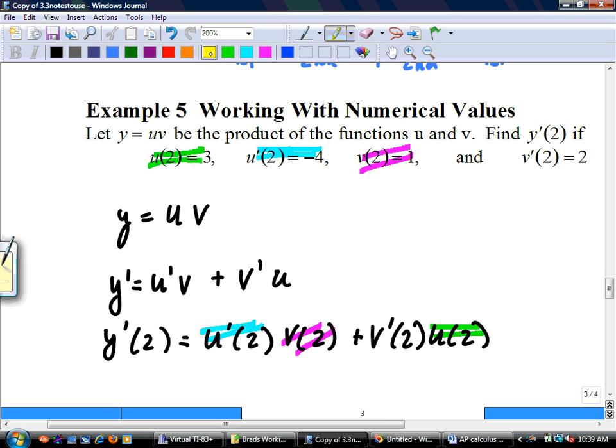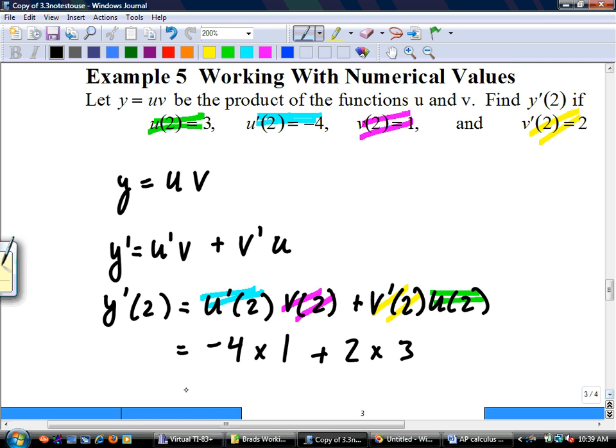Running out of colors. Drop the numbers where they go. -4 times, oh yeah, -4 times plus times 3. 6 minus -4 plus 6, 2.